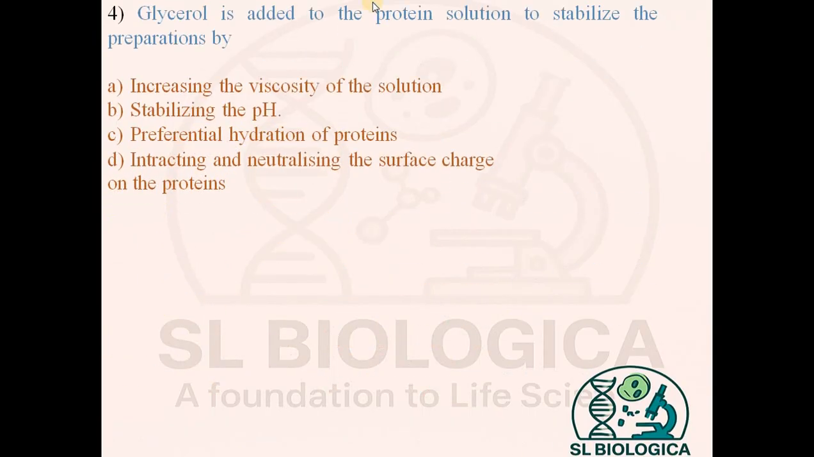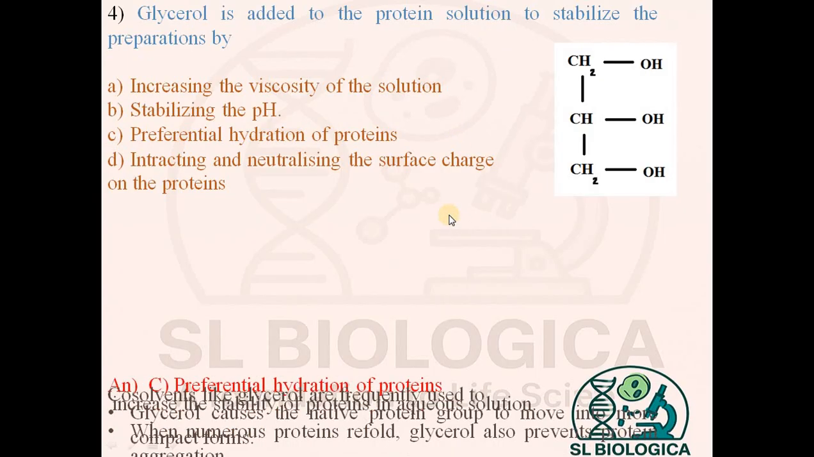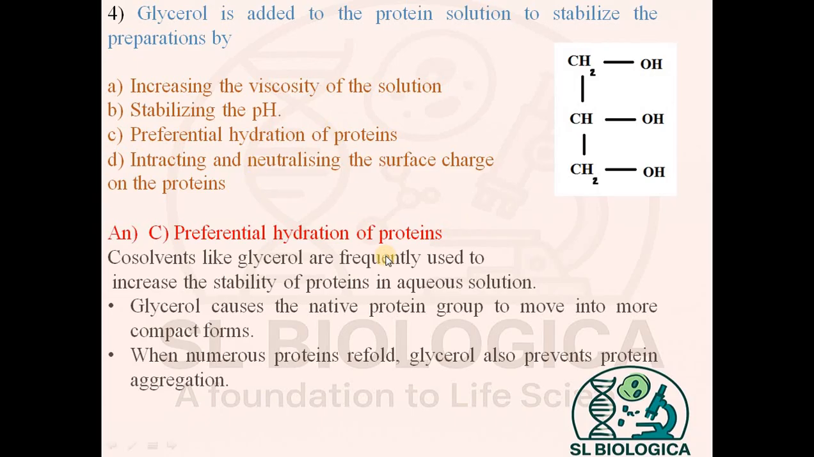Next question. Glycerol is added to the protein solution to stabilize the preparation by: A, increasing the viscosity of the solution; B, stabilizing the pH; C, preferential hydration of proteins; D, interacting with and neutralizing the surface charge on the proteins. This is the structure of glycerol, CH2OH, CHOH, CH2OH. What is the purpose of adding glycerol to a protein solution, and how does it stabilize the preparation? The answer is C, preferential hydration of protein.